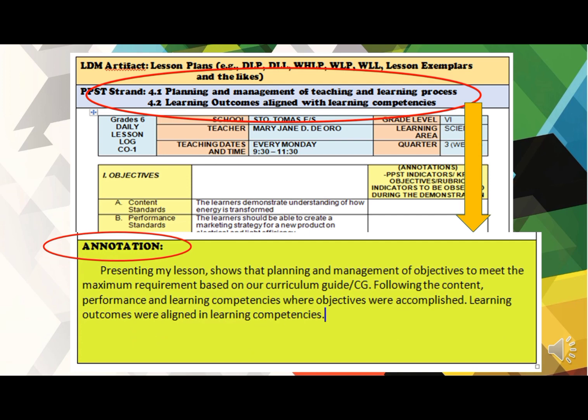My example for annotation is: presenting my lesson shows the planning and management of objectives to meet the maximum requirement based on our curriculum guide or CG, following the content, performance, and learning competencies where objectives were accomplished. Learning outcomes were aligned with learning competencies.